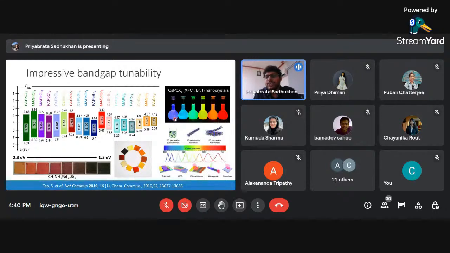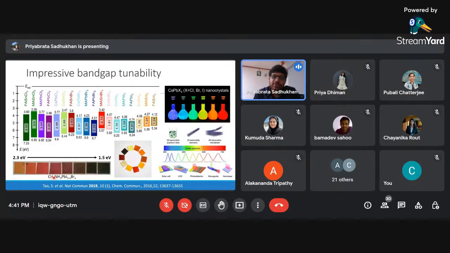That is blue for this one, green for this one, and red for this one. And we can use the same material to make LEDs, and we will get similar color out of the LEDs. So that's a big advantage for perovskite materials. And here in this film, we can see some perovskite material that are mostly used for solar cells.